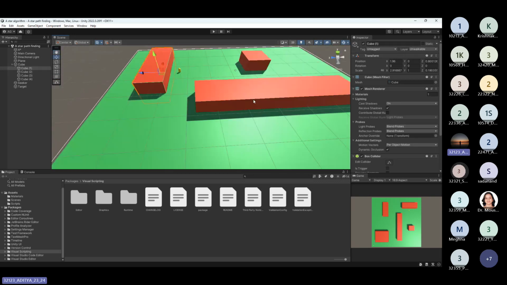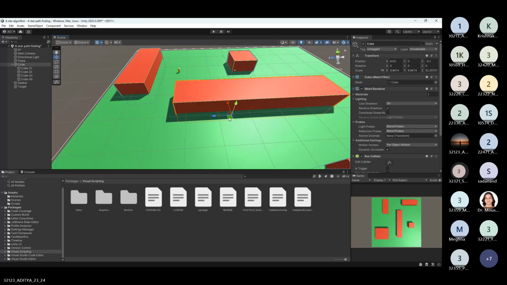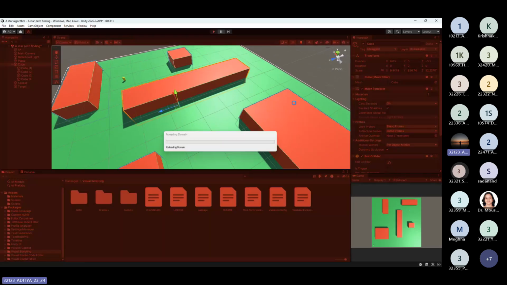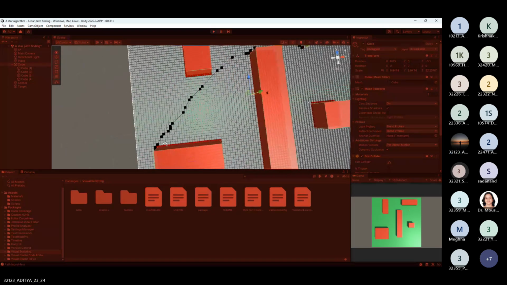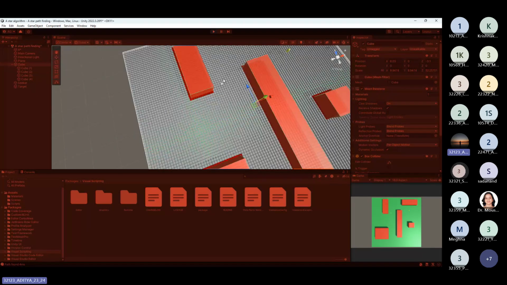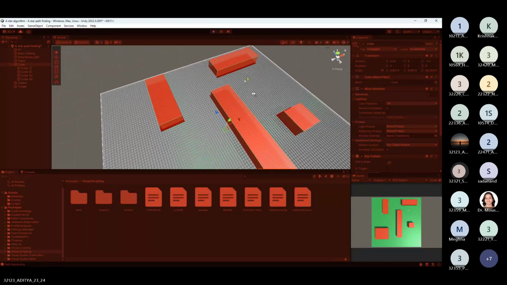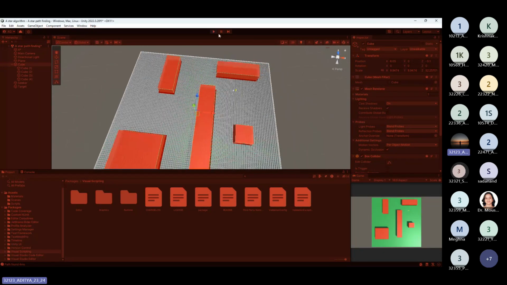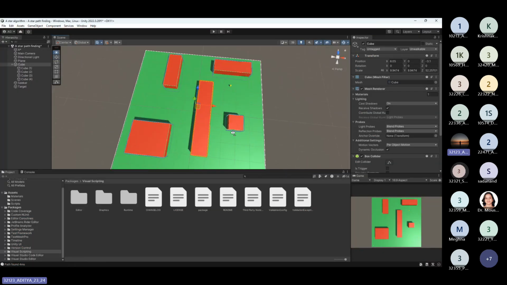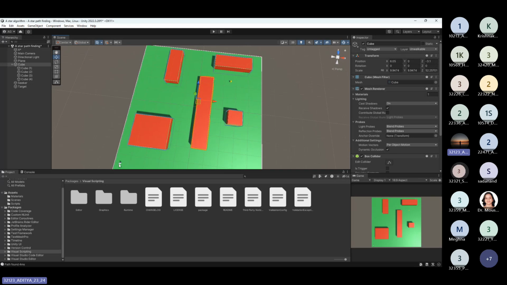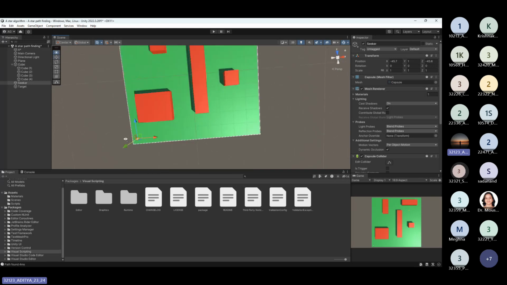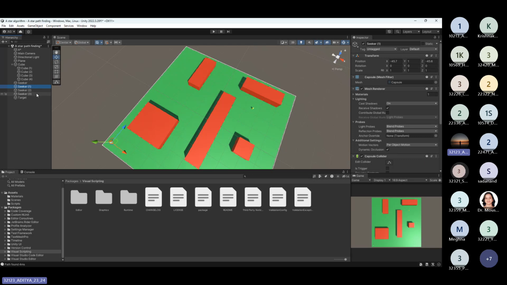So even if I move these blocks, the game object can still find the new path to the target. As you can see, it navigates swiftly through the obstacles and finds the path. And it can also be done for multiple different enemies. So if you want to make a swarm of many enemies, what I will do is duplicate these a few times and put them all around the map.